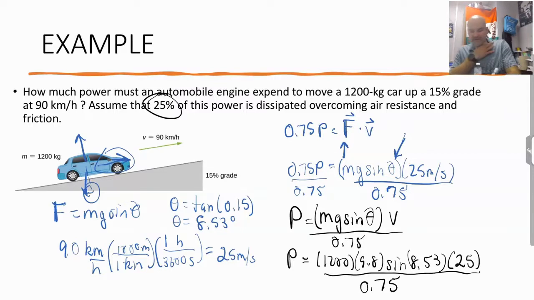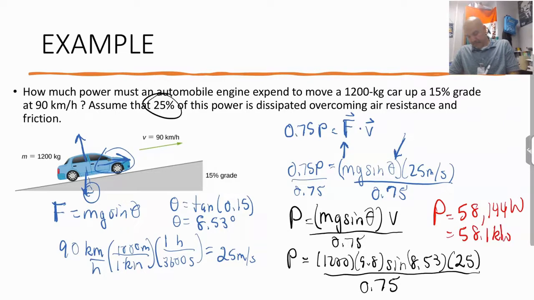So how much power does this car need to make it up this 15% grade? It's going to be 58,144 watts, or if we divide that by 1,000, you get 58.1 kilowatts. But remember, a more common unit is horsepower, where 1 HP is 746 watts. So you can figure out how many horsepower it would require.